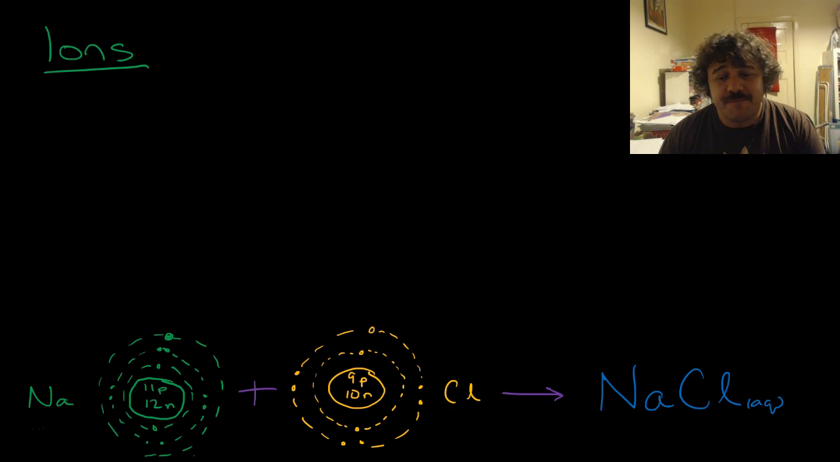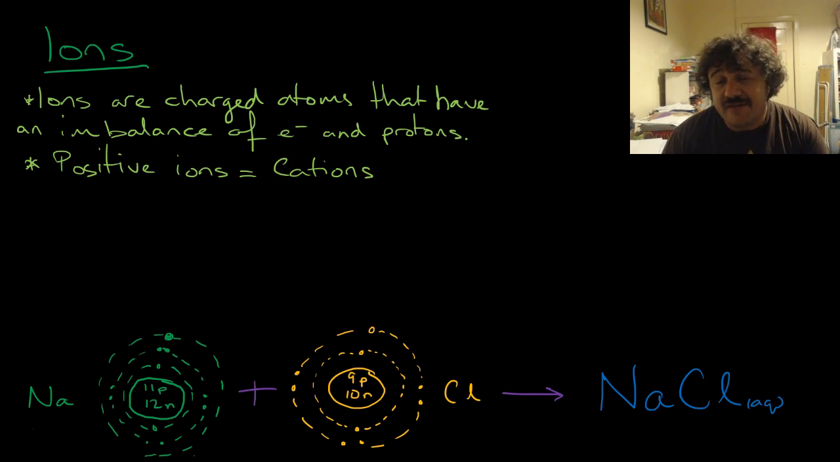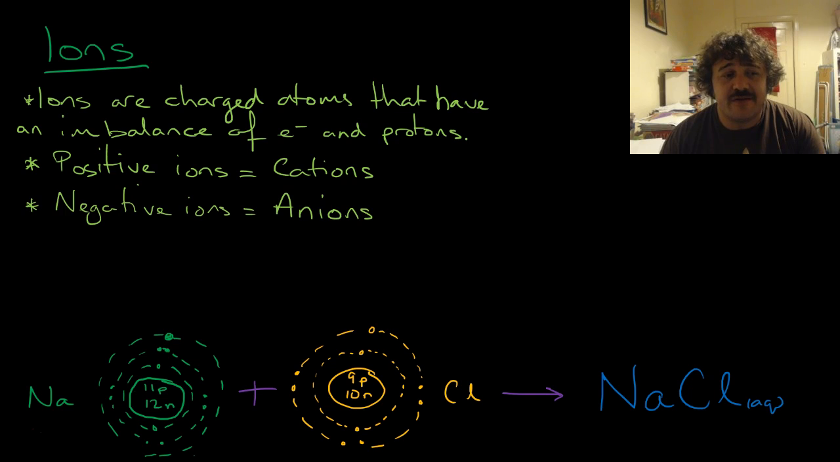So let's have a talk about what ions are and ionization, which is the process of making an ion. An ion is an atom which is charged, and this means it has an imbalance of electrons. So it has either more electrons than protons or fewer electrons than protons. So it's not quite neutral. Now, positive ions we call cations, and negative ions we call anions. And just while we're at it, positive ions tend to be metals, and anions tend to be non-metals.